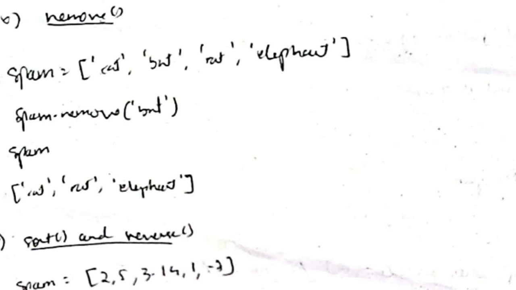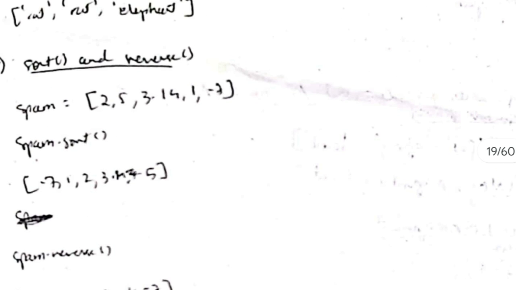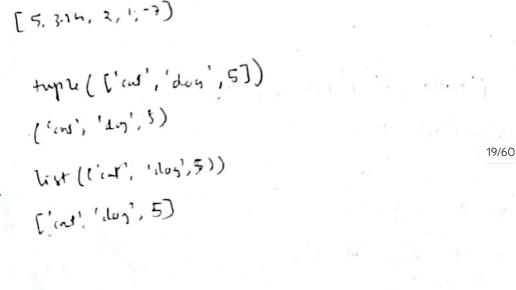Finally, we have two functions which are sort and reverse. It's pretty simple. If spam has these numbers here, spam.sort will sort the values, and spam.reverse will reverse the initial values. The next question is how do you convert a list into a tuple and a tuple into a list.